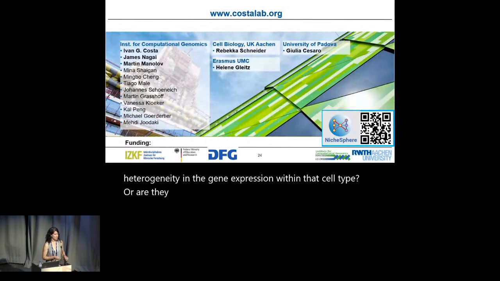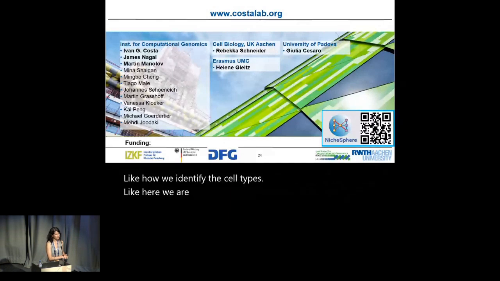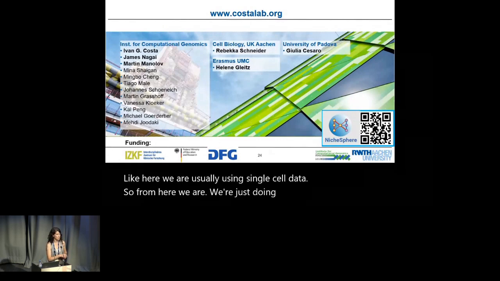Like how we identify the cell types. Here we are usually using single cell data. So from here we're just doing clustering and then finding the different cell types based on the transcriptome.